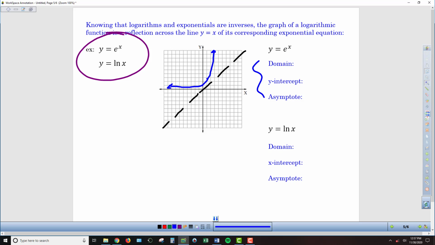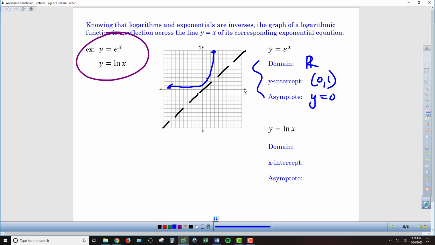Recall that we have a horizontal asymptote at the line y equals 0. So we have y equals 0 as our asymptote. We have a y-intercept at (0, 1). And then, of course, our domain is all real numbers, as it is for any exponential function.